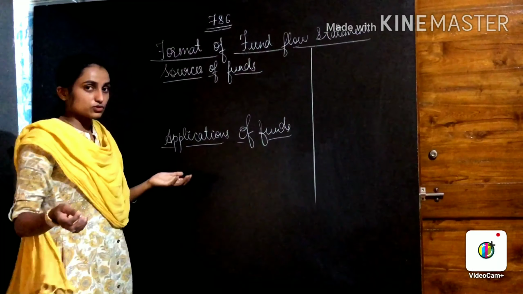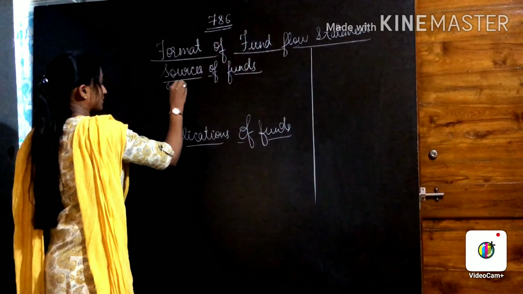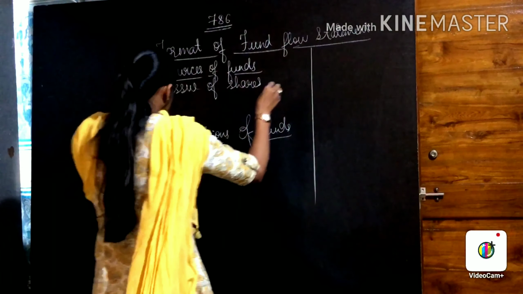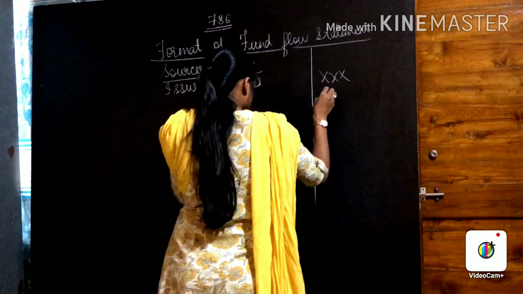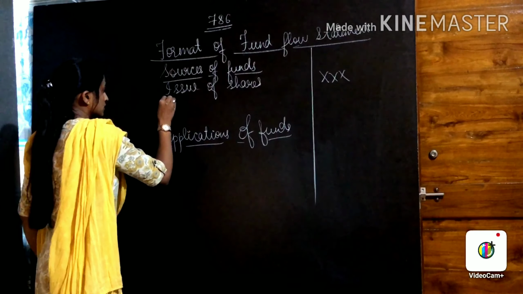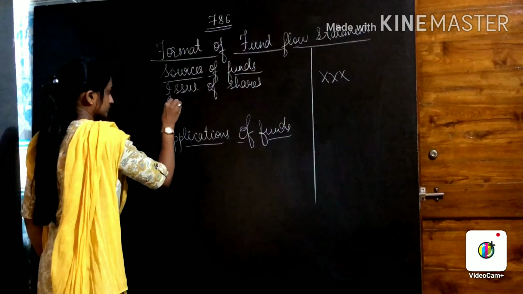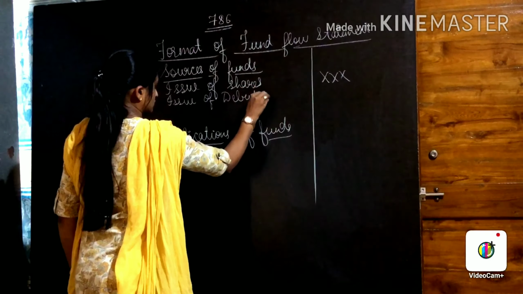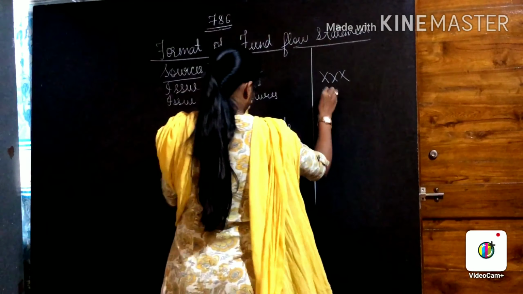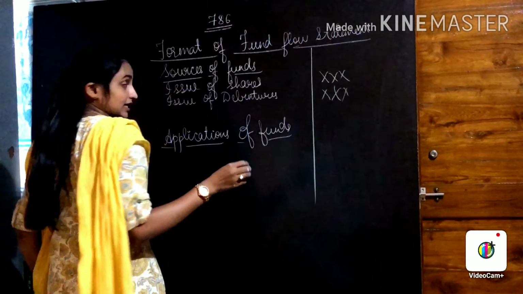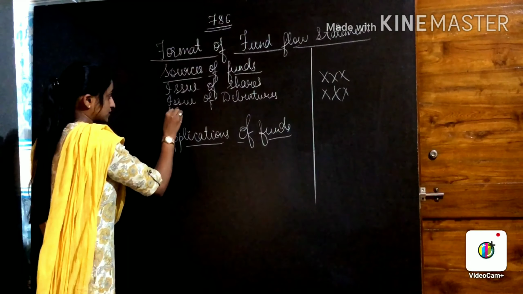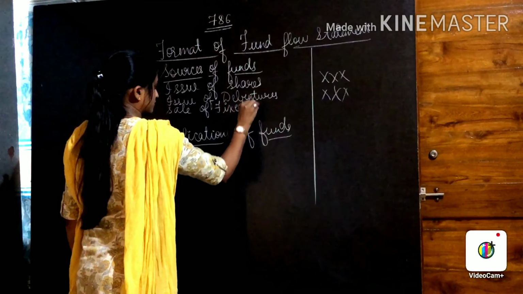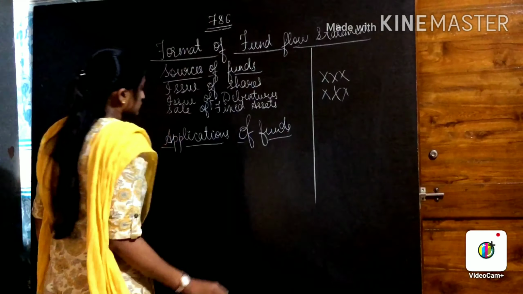What can be the source from fixed liabilities? Issue of shares, that is, issue of capital. Capital is a fixed liability. Then take issue of debentures. Issue of debentures is also a source of funds. Then we have sale of fixed assets. Yes, sale of fixed assets. These are fixed liabilities, these are fixed assets. So sale of fixed assets.